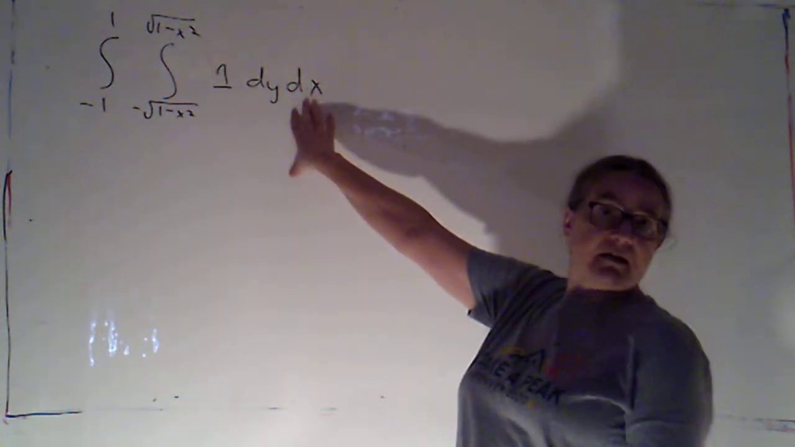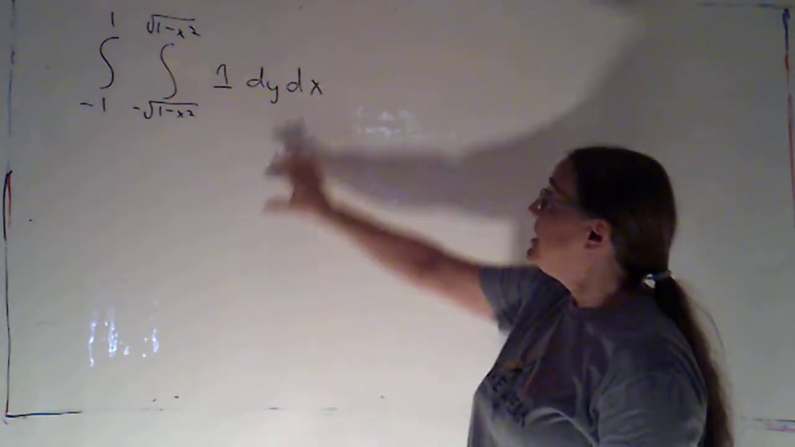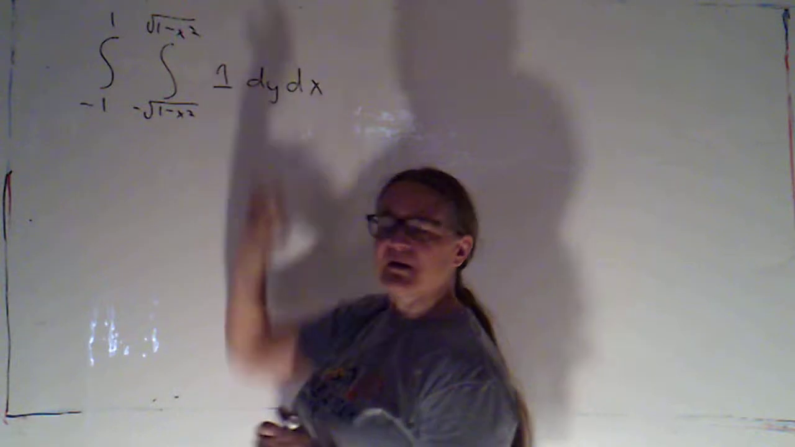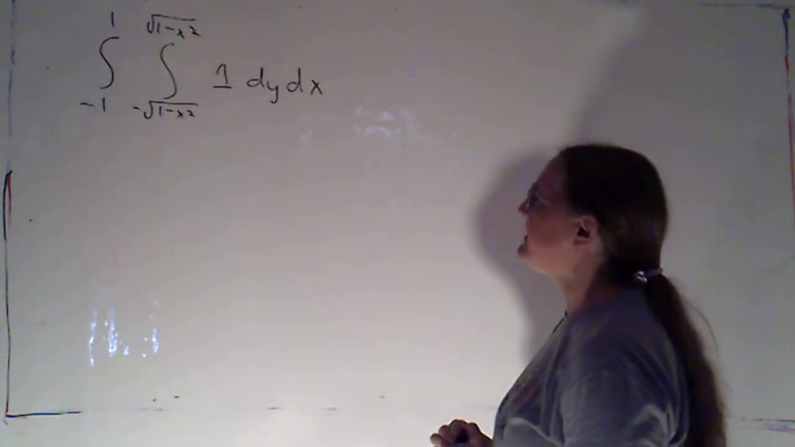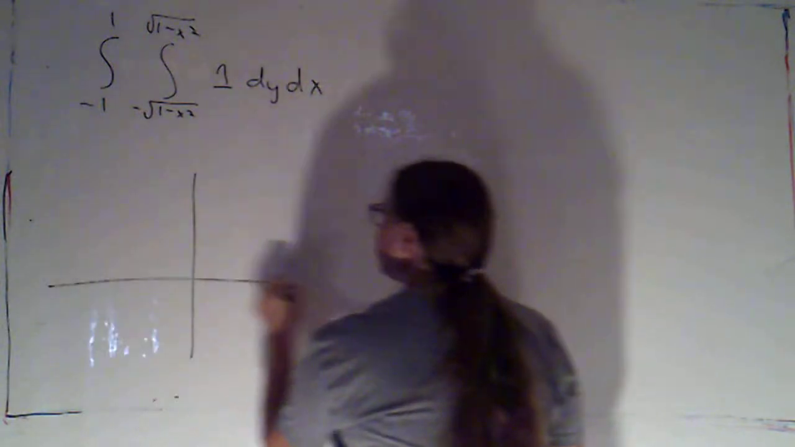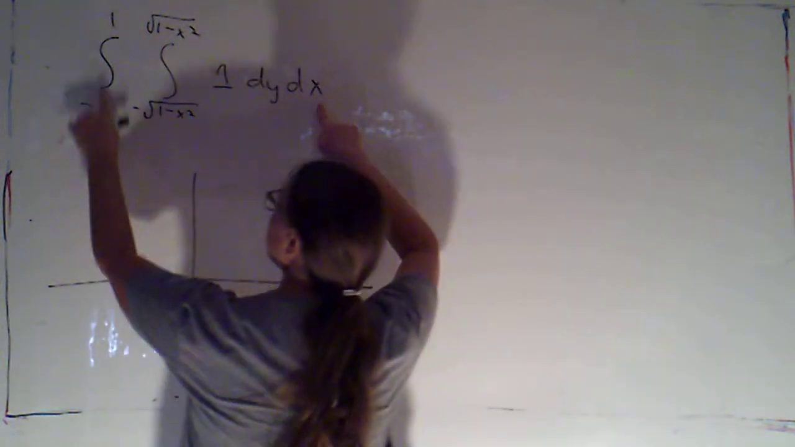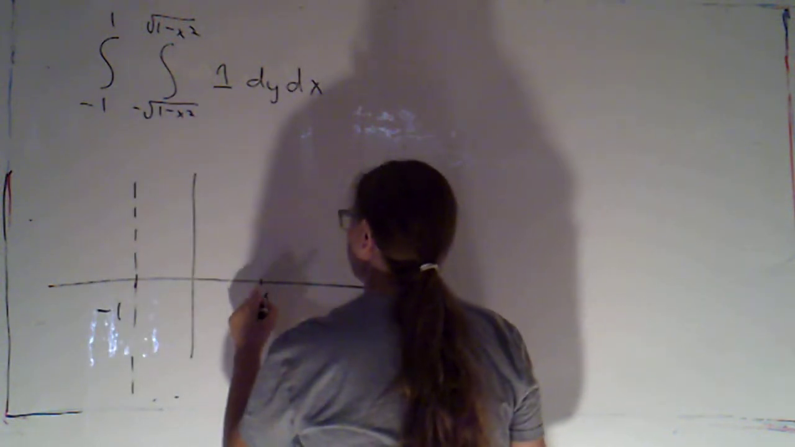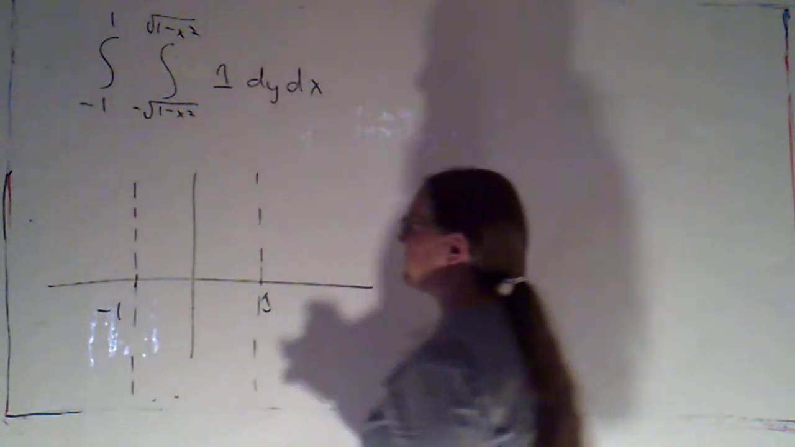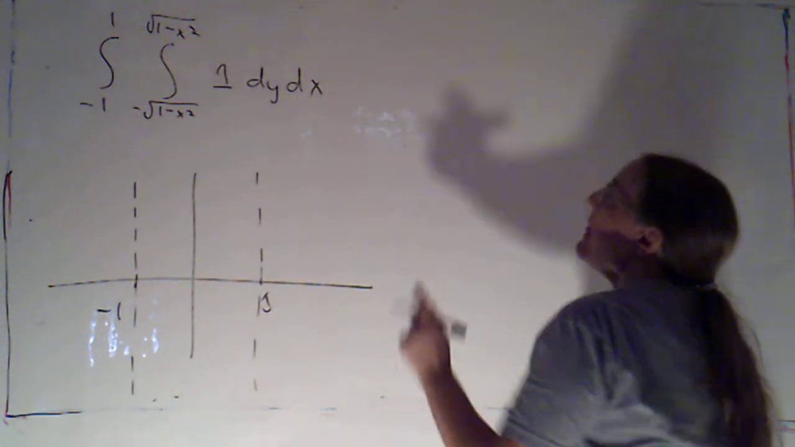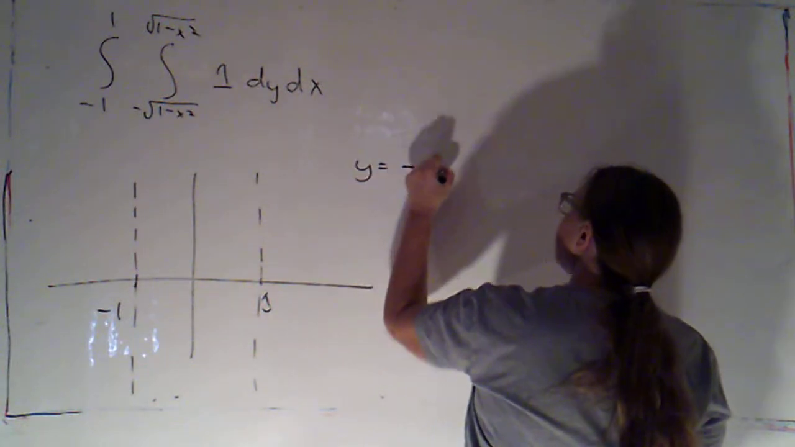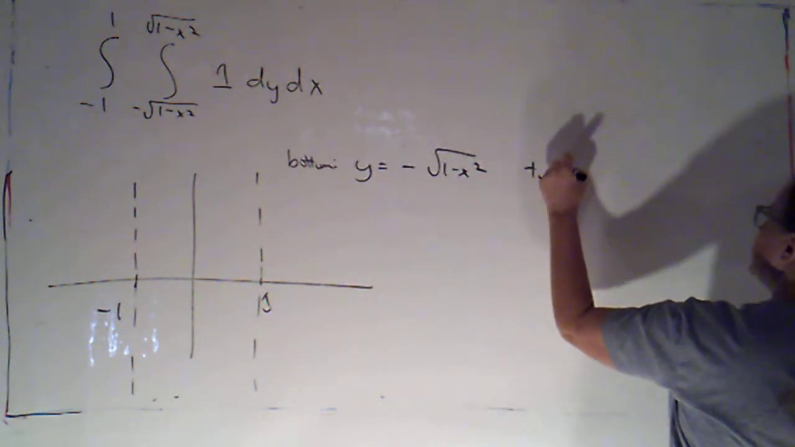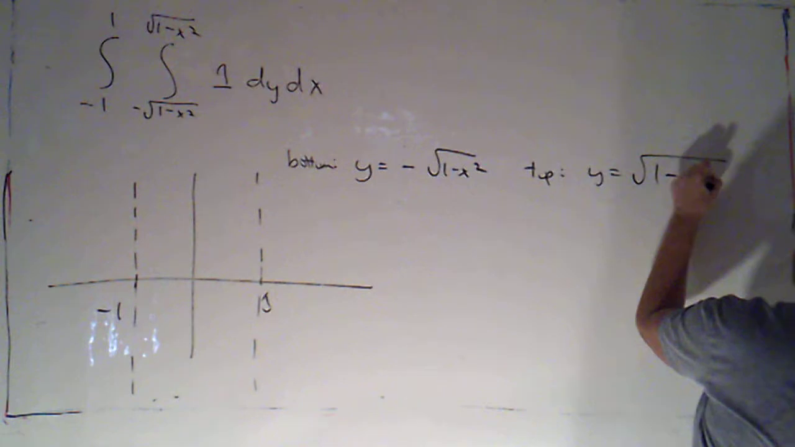So if I wanted to evaluate this, I have two options. It's set up as an iterated integral, so I could go ahead and do the iterated integral if I wanted to. I'm just not crazy about those limits of integration, so I'm going to explore a little bit and see what this shape is. I can see my x values are varying between -1 and 1. So my left and right boundaries are at -1 and 1. The bottom boundary is y equals -√(1 - x²). And the top boundary is y equals positive √(1 - x²).